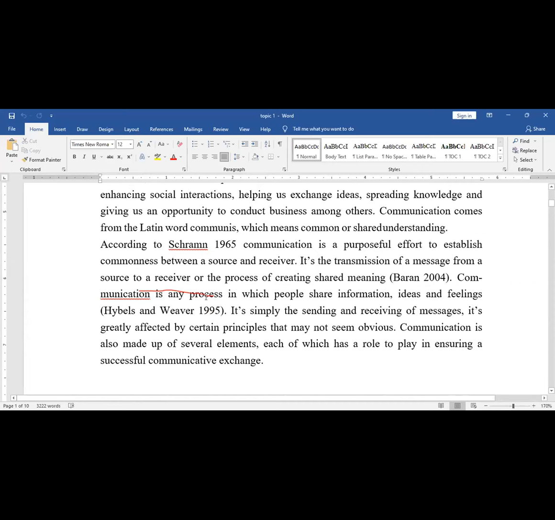So you can see it comes from the Latin word communis. Communis means common or shared understanding. A shared understanding simply means that the way I am understanding it should be the way you are understanding it. If the way I'm understanding is totally different from the way you are understanding it, then there is no communication. So it comes from a Latin word, communis, which means common or shared meanings.